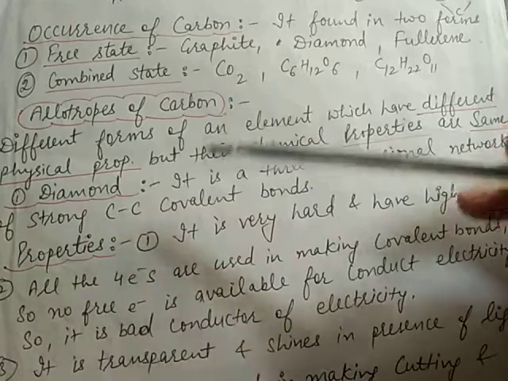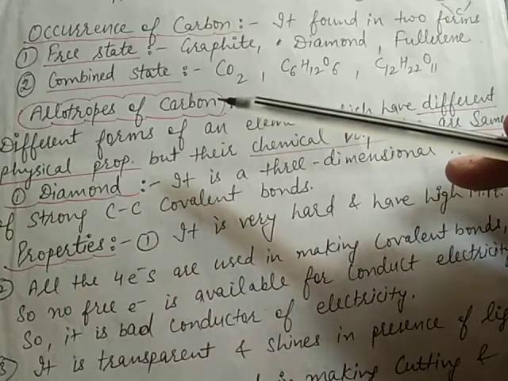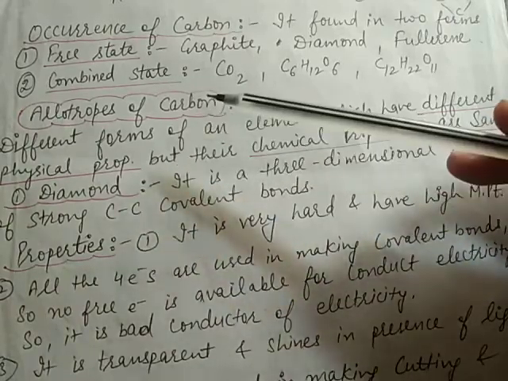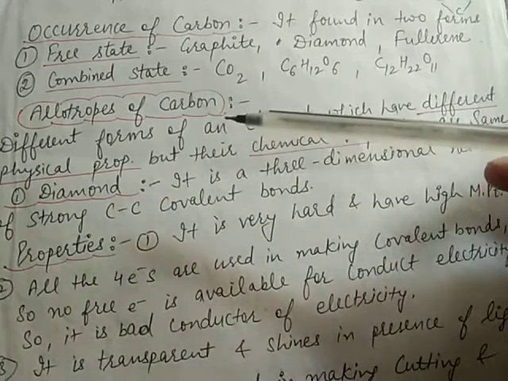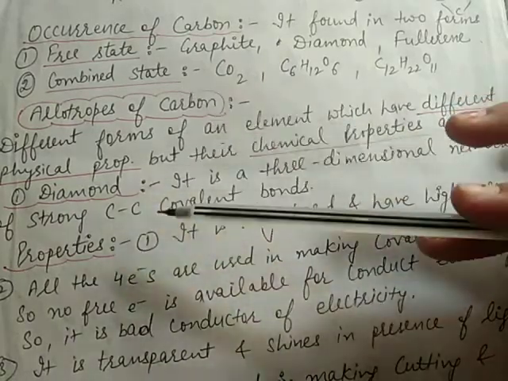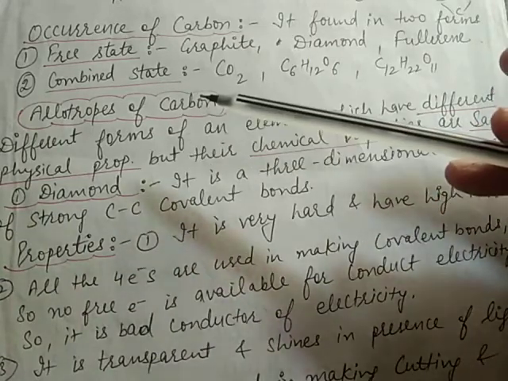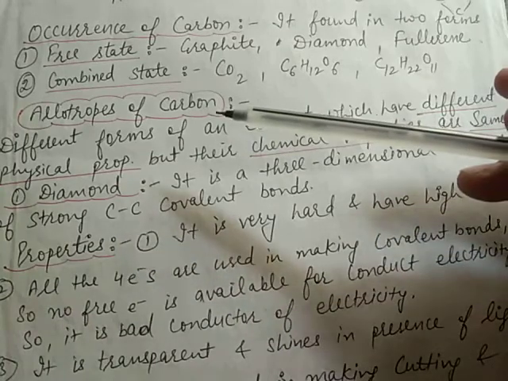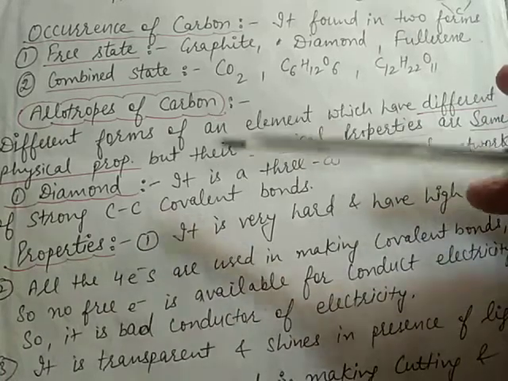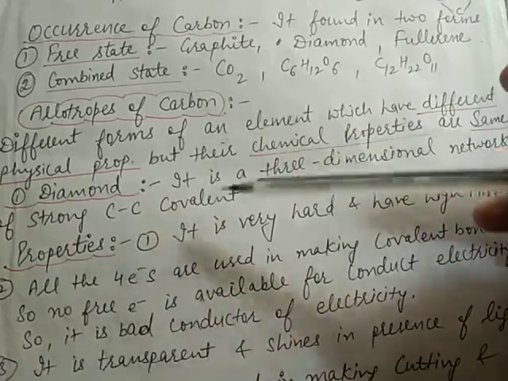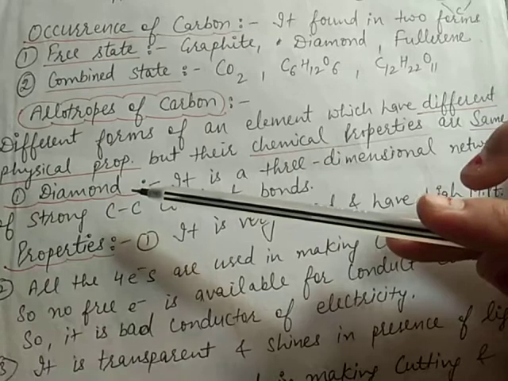So these elements exist in a number of allotropic forms which are both crystalline and amorphous in nature, means in the form of crystals or amorphous form. Diamond and graphite are the two most popular forms. These are crystalline forms, while the amorphous forms are like coal, coke, charcoal, animal charcoal. These are amorphous forms. So here we discuss one by one. First is diamond.